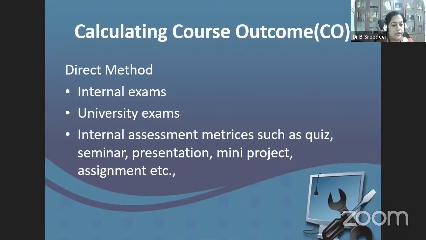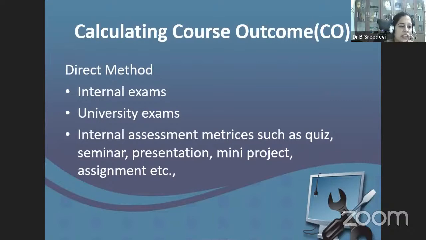Meaning, I have defined 5 COs: CO1, CO2, CO3, CO4, CO5. The objective of OBE is assessing the student learning process, and making sure that all the students learn the outcomes that are specified. To have a specific measure on these COs, we calculate the CO attainment. CO attainment can be done in two forms: direct method and indirect method.